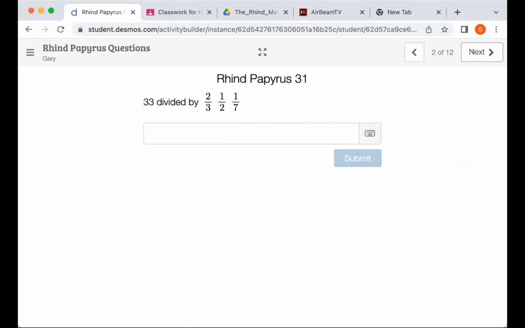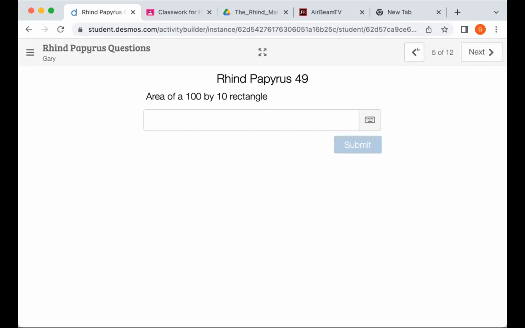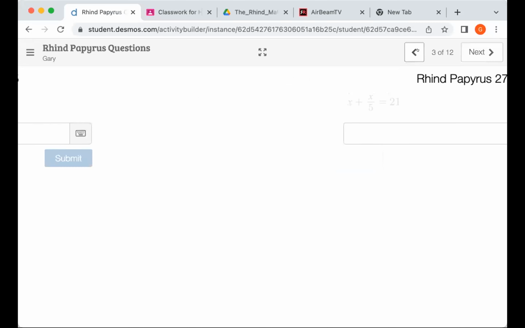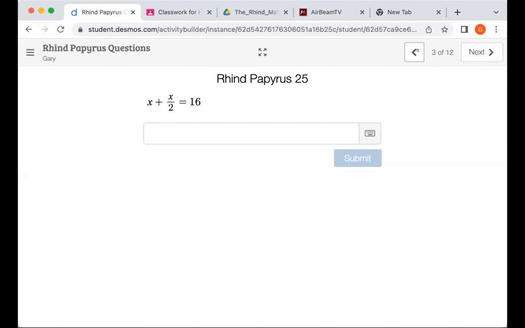So the question we're looking at is not this. This is the hardest question actually that I skipped over, might come back to. We're looking at question 25, sorry, Rhind Papyrus 25 and 27. Okay, page 3 and 4. Okay, I think you'll like this one.